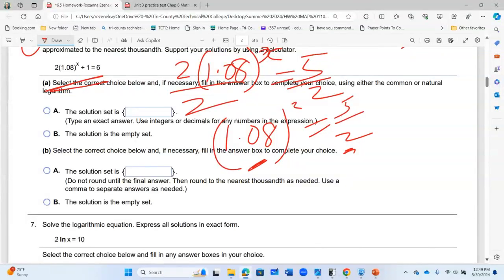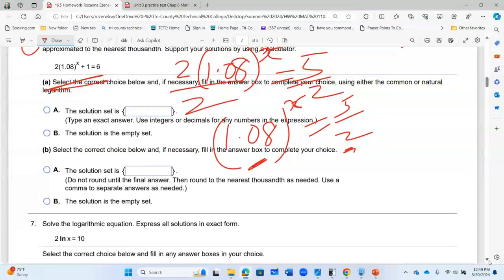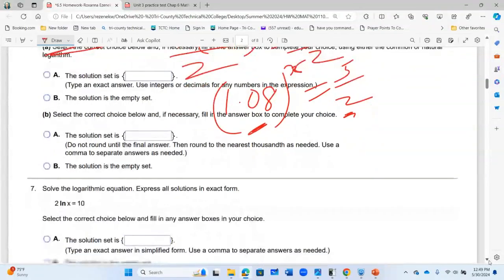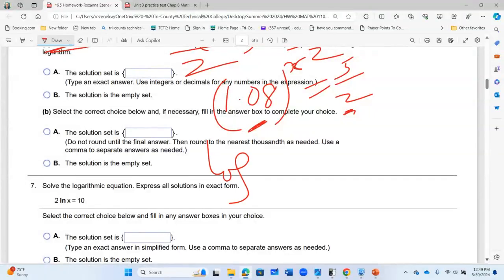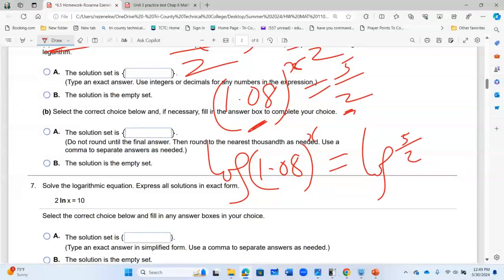There is no way I can have equal bases on both sides of this exponential equation. Any time this happens, know you can still solve the problem. You cannot say I can't solve it, because exponential and logarithmic functions are inverses of each other. So take log of both sides. So I'm going to take log of 1.08 to power x equal to log of 5/2.